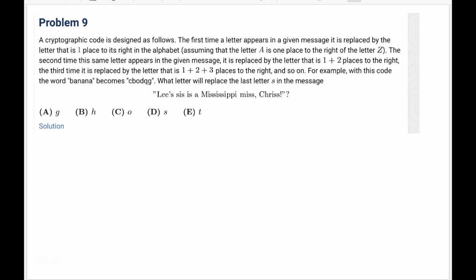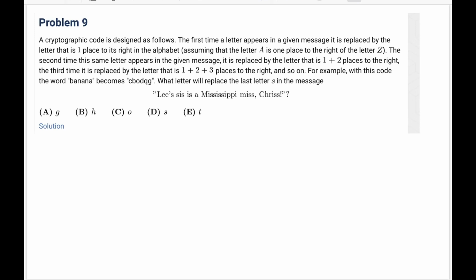Problem 9. A cryptographic code is designed as follows. The first time a letter appears in a given message, it is replaced by the letter that's 1 place to the right. And the second time, it's 1 plus 2 places to the right, and 1 plus 2 plus 3 places to the right. And so what letter will replace the last letter S in the message? Lee Sis is a Mississippi Miss Chris.